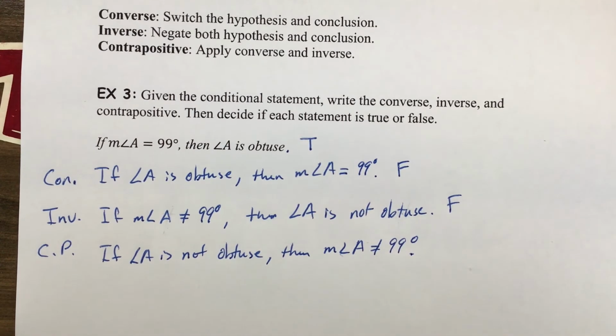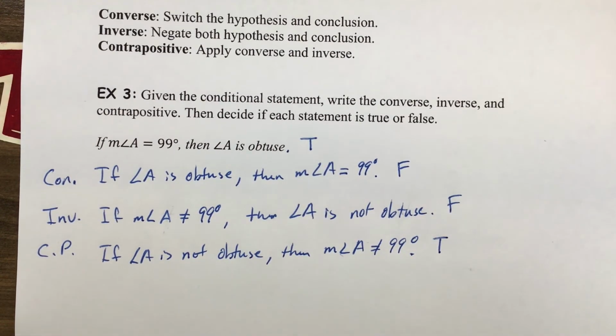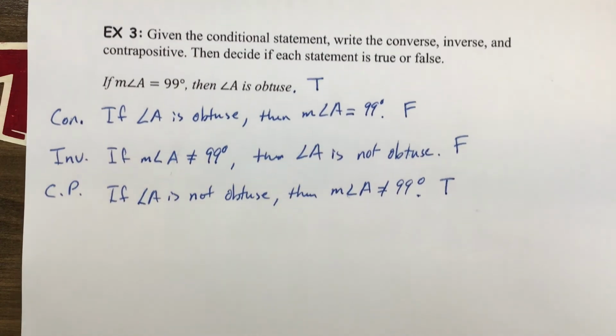All right, true or false? Angle A is not obtuse, so it is any angle measurement that is not bigger than 90 and less than 180. Does that mean that angle A is not 99 degrees? Yeah, because we've taken out that total range of values where 99 would sit. So that is a true statement. All right, and fun fact here.